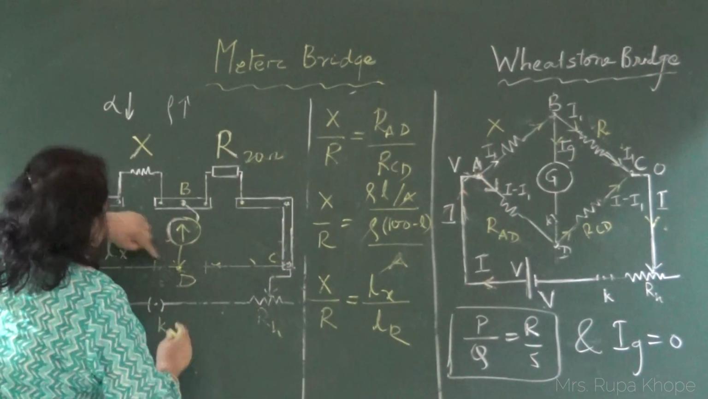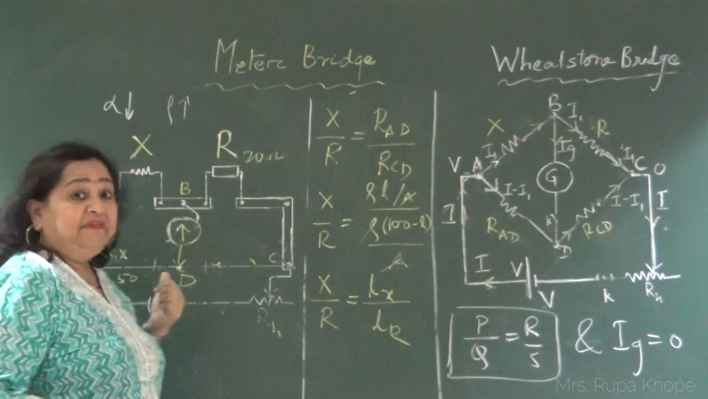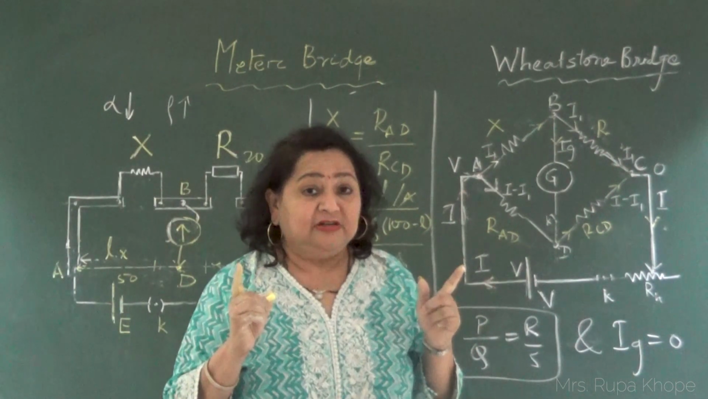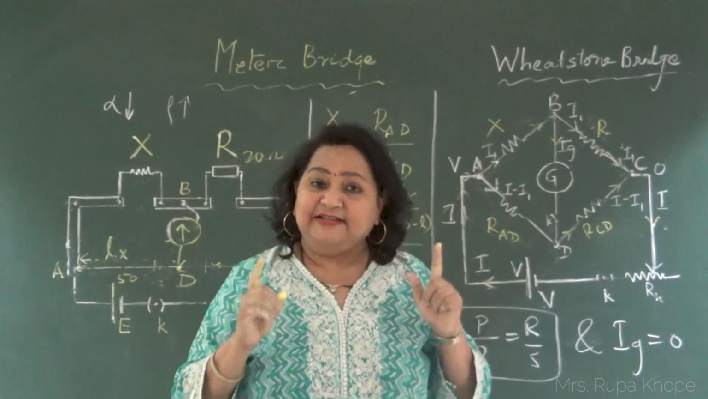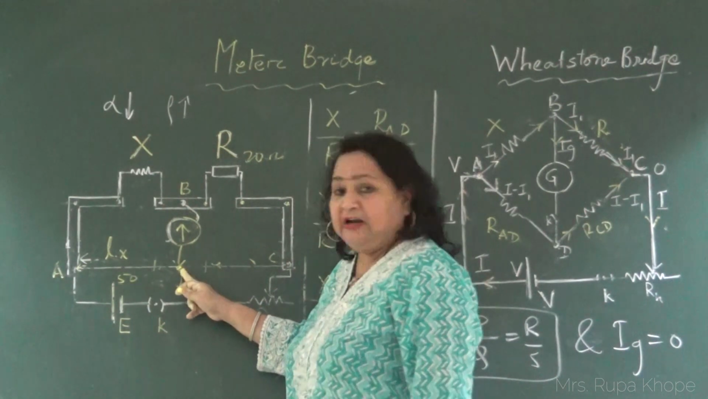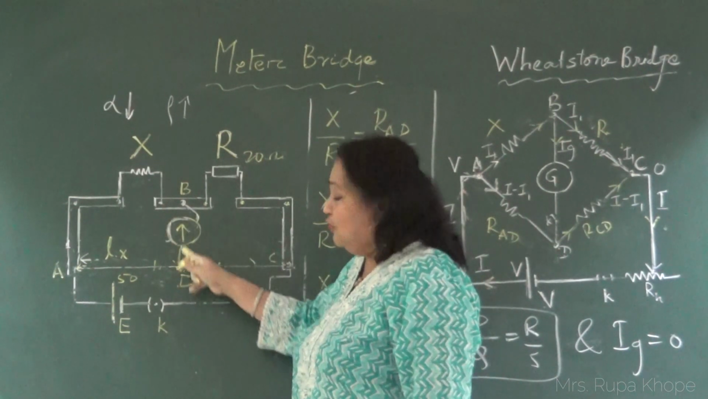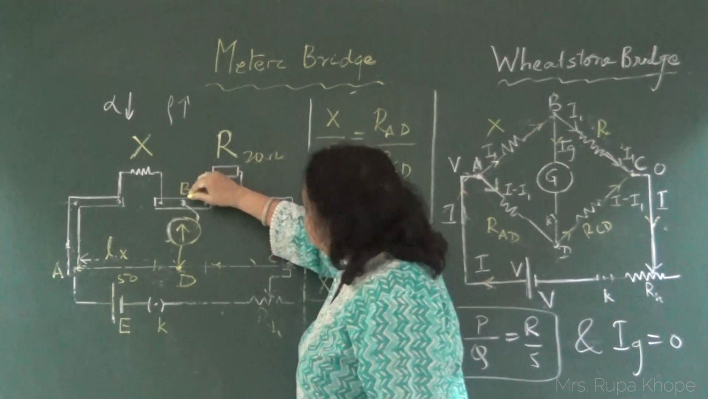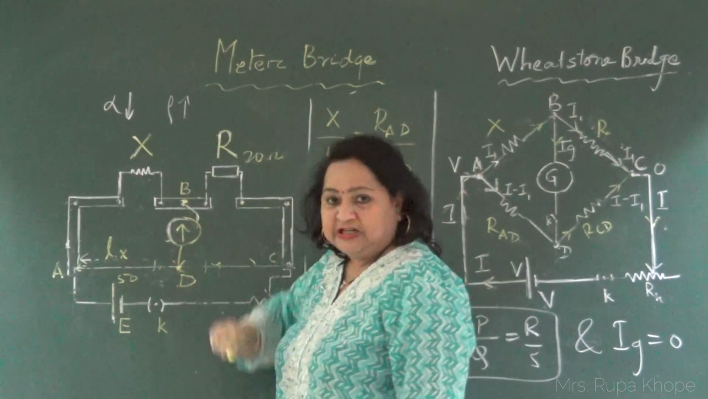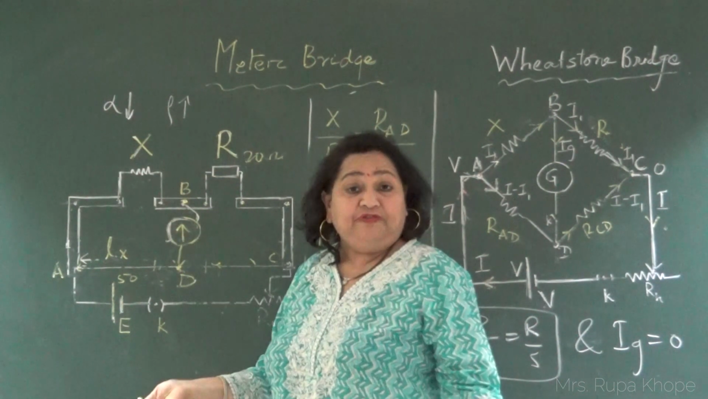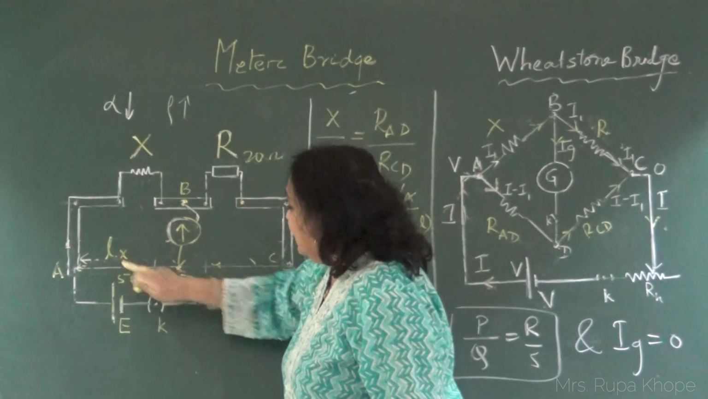Suppose I get it at 50. Exactly 50. By the way, what is the length of the wire? 1 meter. Means how many centimeters? 100 centimeters. So at 50 centimeters, I get the zero point. Zero current in this branch. That is, potential at this point is equal to potential at this point. There is no potential difference, there is no current. So Lx 50, 50.